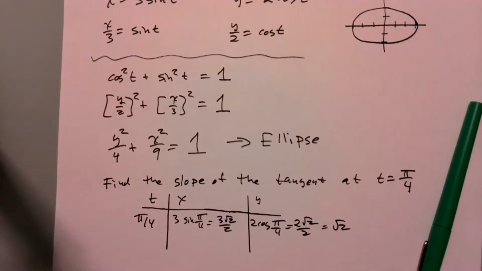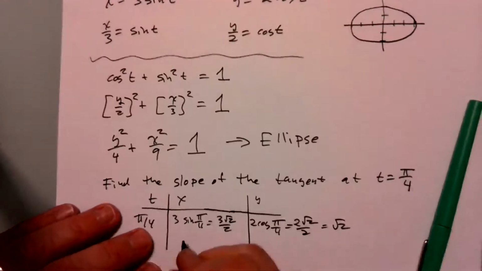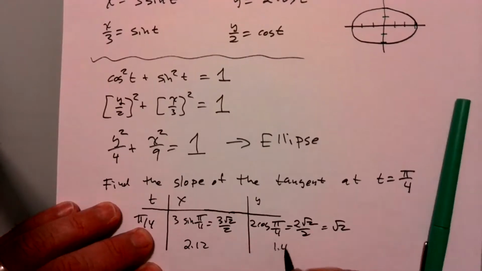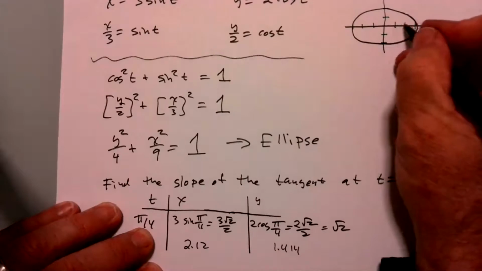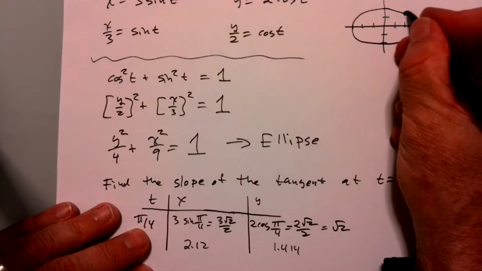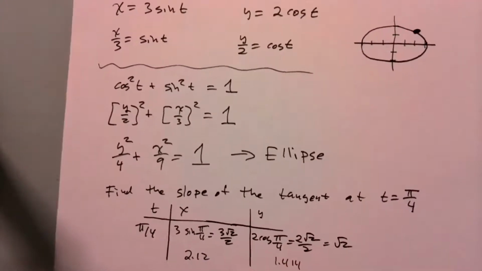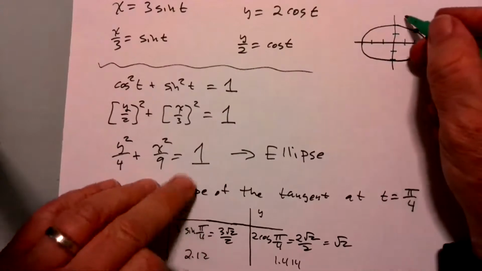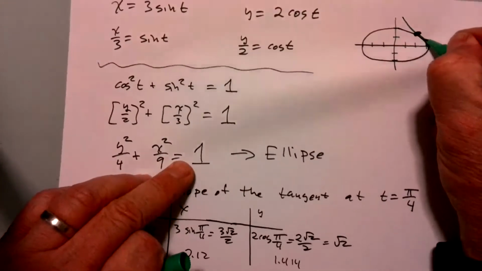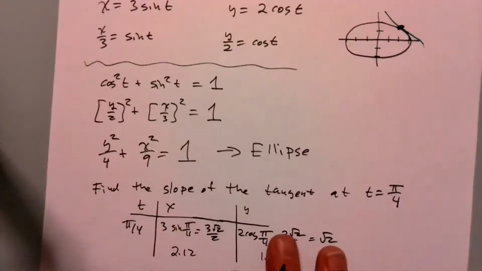3 times the square root of 2 divided by 2 gives me 2.12. And root 2 I know is about 1.414. So x is a little bit more than 2, y is a little bit more than 1. So looking at our picture, that's approximately where we are. Now the slope of the tangent line, want to give it a guess? Something like that. It's certainly negative. Maybe -1, maybe -0.5, somewhere in that range. So we need a strategy to actually be able to determine the slope of that tangent line.